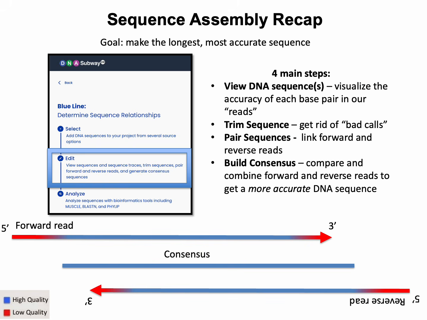As a quick recap of the Edit Sequences stop and sequence assembly, with the goal of making the longest, most accurate sequence, there've been 4 main steps. Number 1, you've taken a general look at your DNA sequences to see their quality. Then you've trimmed the sequences to get rid of the bad calls on either end. Then you've paired up the sequences, and then finally built and trimmed a consensus sequence to have your most accurate DNA sequence for your downstream analyses.